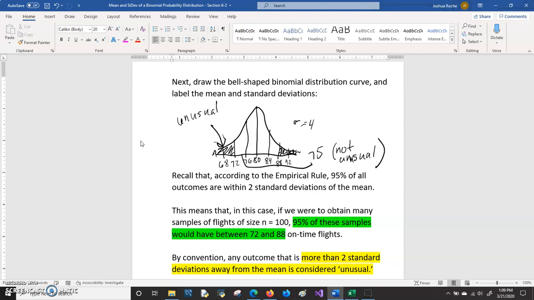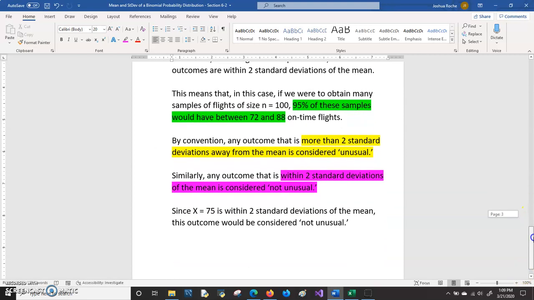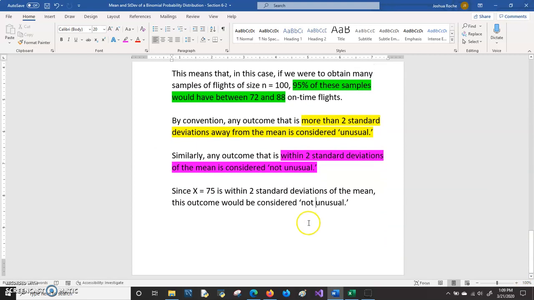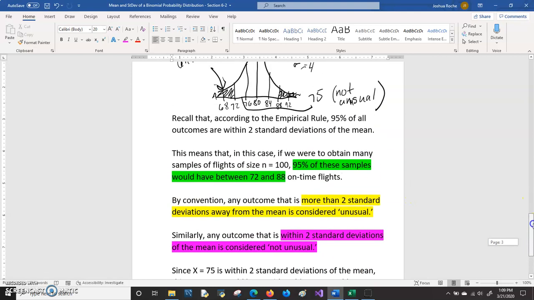Not unusual. And that's our conclusion. Since 75 is within 2 standard deviations of the mean, this outcome is not unusual.